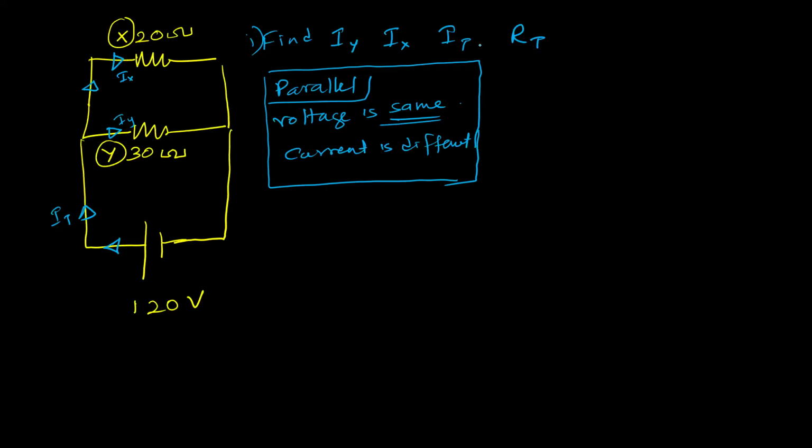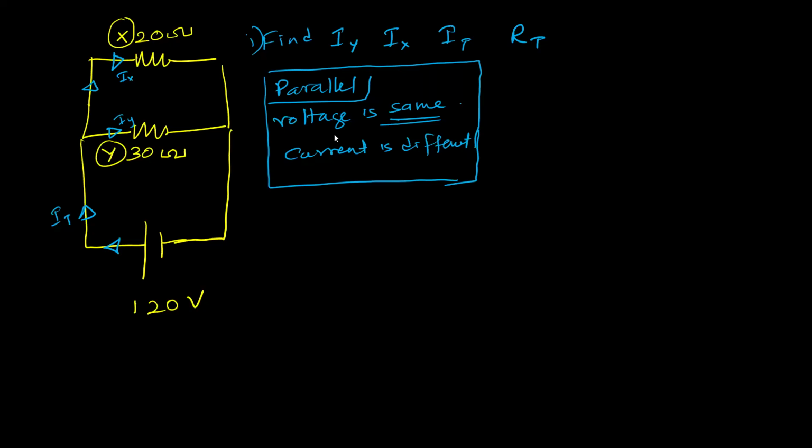Can you all do these four simple questions? Because if you find IY and IX, when you add that, you will get I total. Directly you can find it. And then you can find RT. Yes, please try this and see. After that, I will show you how to do it. If there is a possibility to use a short method for the resistor addition, you can use the short method.